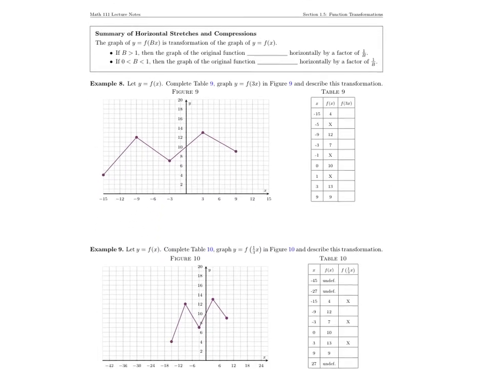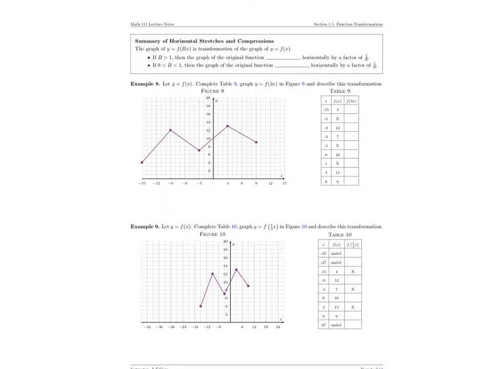So a horizontal compression, again, with the x values, it always goes differently than what we think. So horizontal is with our x values. Now, this goes the other way. So if b is greater than 1, like 2 or 3 or 5, then the graph is going to be horizontally compressed. Or it's going to compress horizontally. And if it's a fraction, between 0 and 1, then it is going to stretch. So the other way of what we think.